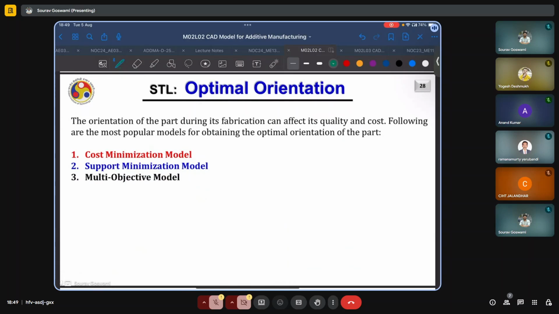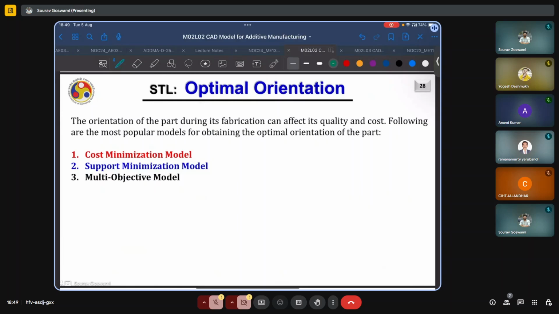And we have spoken before about what can be an optimal orientation. But what defines this optimum condition? What are the constraints? What is the objective function to be achieved? Some of the most popular models for obtaining the optimal orientation are given here. One is the cost minimization model, where you ensure that by orienting your object in a certain way, you are minimizing the cost. Say if you orient it in a way which minimizes or eliminates the need for supports, then you don't have to print those support structures.